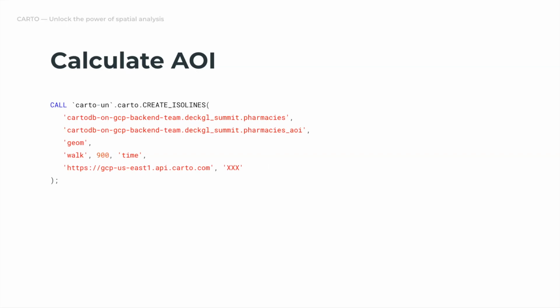In this case, what we are doing is taking a table from BigQuery, saying that I want to create this other table, checking that the geometry of the point is this column, and I want to know people that are 15 minutes away walking.